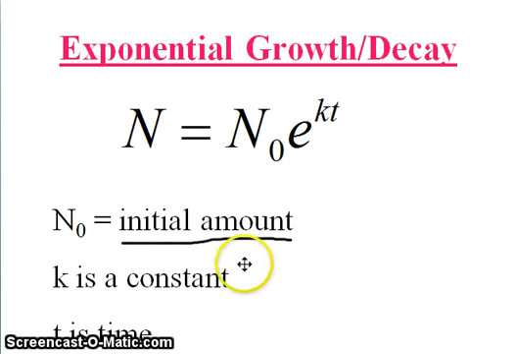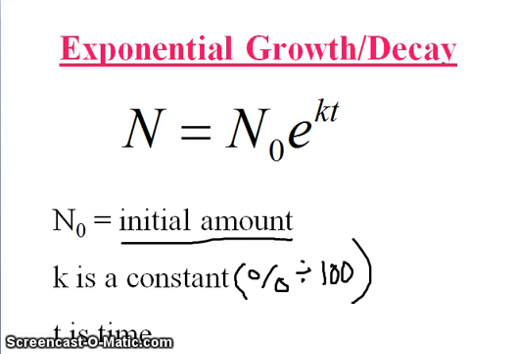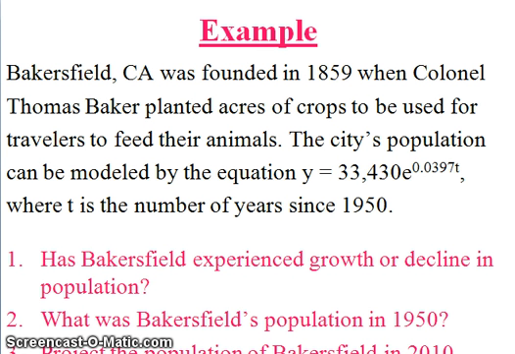K is your constant. In other words, it's always going to be a percent. And if you think in equations, we can't put a percent straight in, so we have to divide it by 100. And then thirdly, t is going to be your time. And generally, when we measure time, we always measure it in terms of years. So at this point, we're going to go into a couple examples.